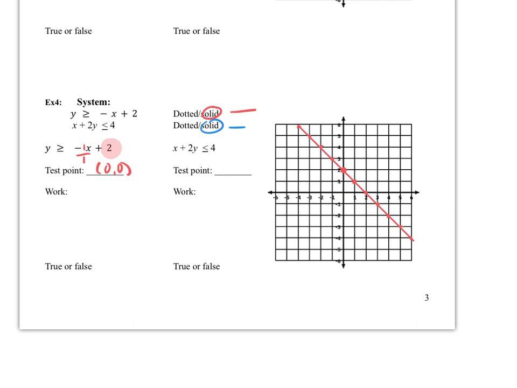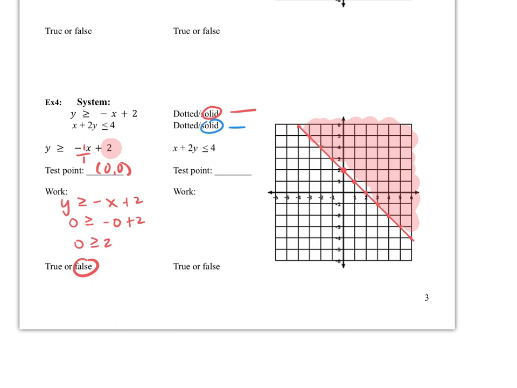So I'm going to replace both y and x with 0. So I've got y equals negative x plus 2. 0 is greater than or equal to negative 0 plus 2. 0 is greater than or equal to 2. That's false, which means I'm going to be shading on the opposite side of the origin because the origin was not true.